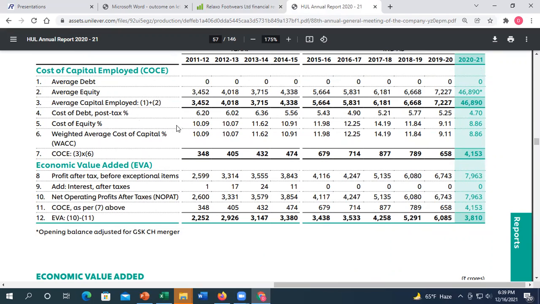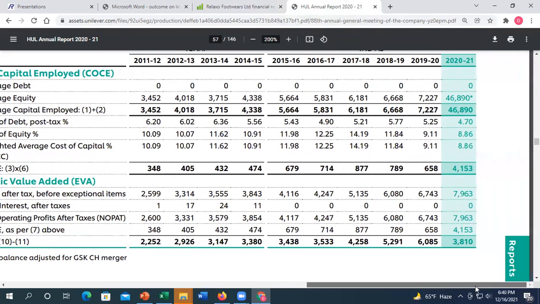It is not because their cost of equity changed. Cost of equity has in fact reduced. But why did the cost of capital increase? Because their average equity has gone up from 7,227 crores to 46,890 crores. How did the equity go up?